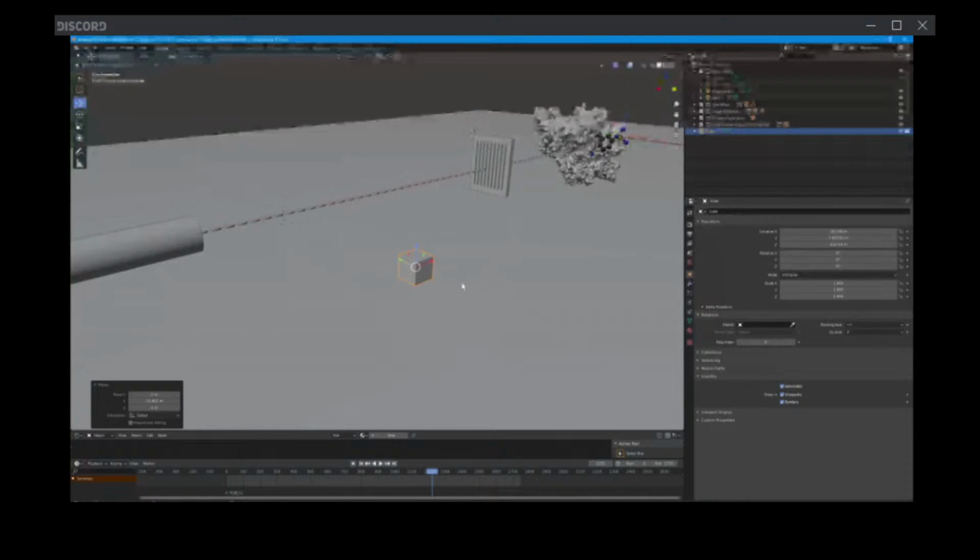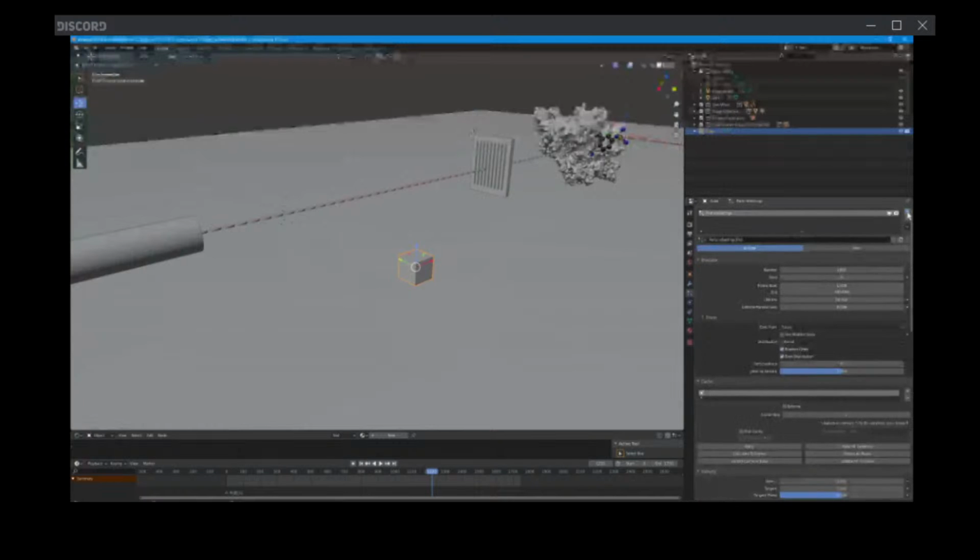So there's my cube. And then now I want it to be an emitter. This tab right here is called Particle Properties. Hopefully you can see that. And so I'm going to add a new particle system.